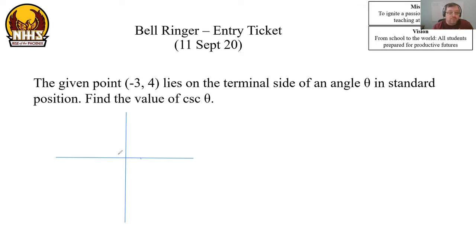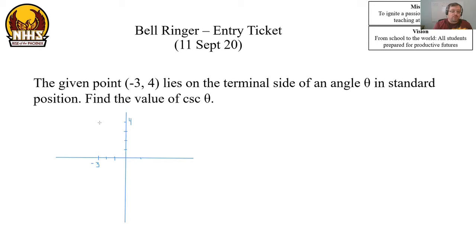So this is -3, 1, 2, 3. There's my -3. This point here is 4: 1, 2, 3, 4. Now, let's see if we can draw a triangle to represent that, because that's what we've been talking about. We've been talking about triangles.